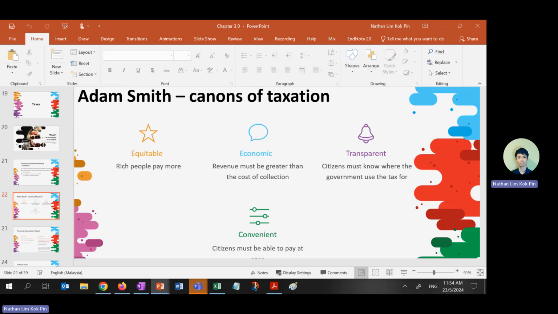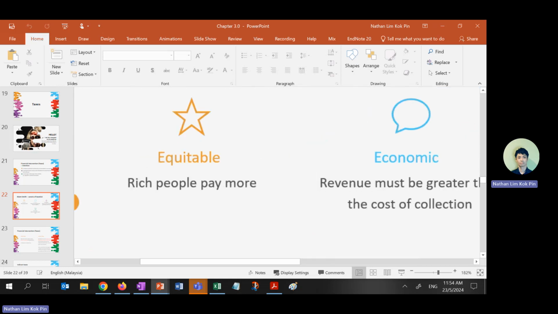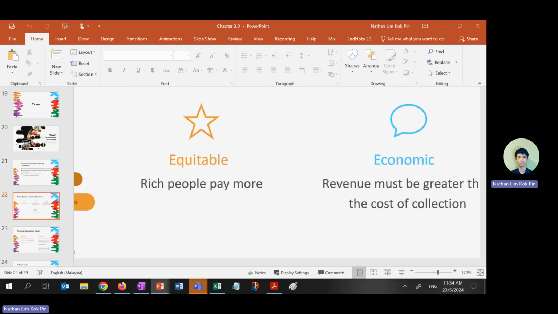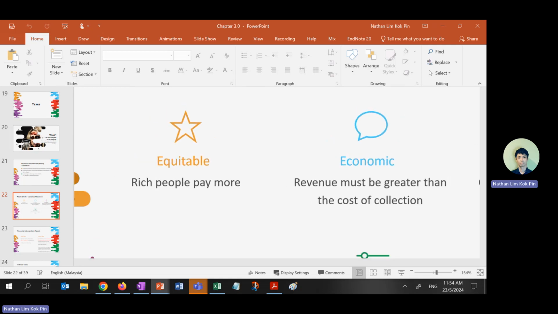Feel free. Okay? So according to Adam Smith, government can do tax, no problem, but they must fulfill these 4 canons of taxation. First one is equitable. Rich people must pay more. This is also nonsense, I already told you. Second, it must be economical, which means if you set up the government tax department to collect tax, the revenue you get must be more than the expenses that you pay to the government staff. Otherwise, it will be useless, right?